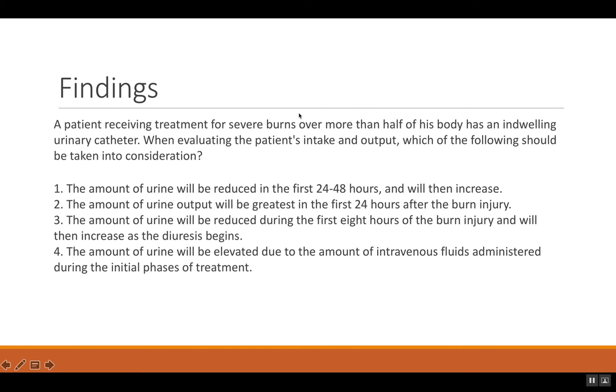Findings. A patient receiving treatment for severe burns over more than half of his body has an indwelling urinary catheter. When evaluating the patient's intake and output, which of the following should be taken into consideration? The answer to this is 1. The amount of urine is going to be reduced in the first 24 to 48 hours, and then it will increase. The patient's going to have an initial reduction in urinary output.